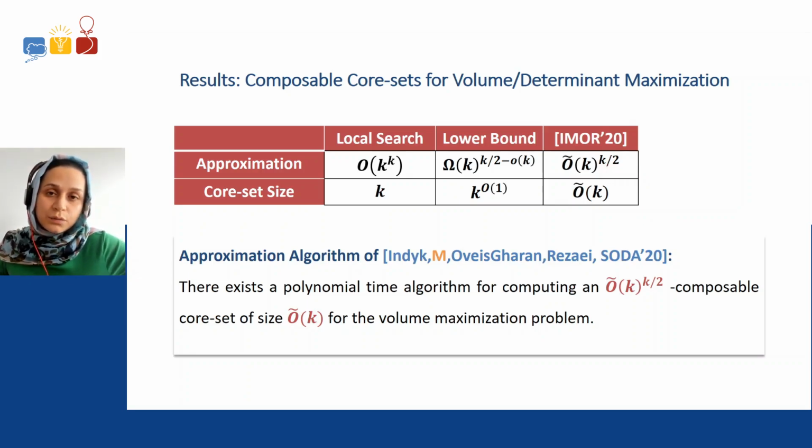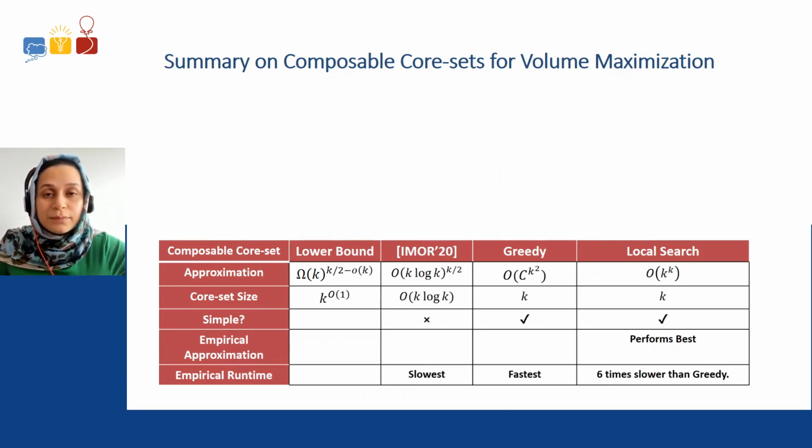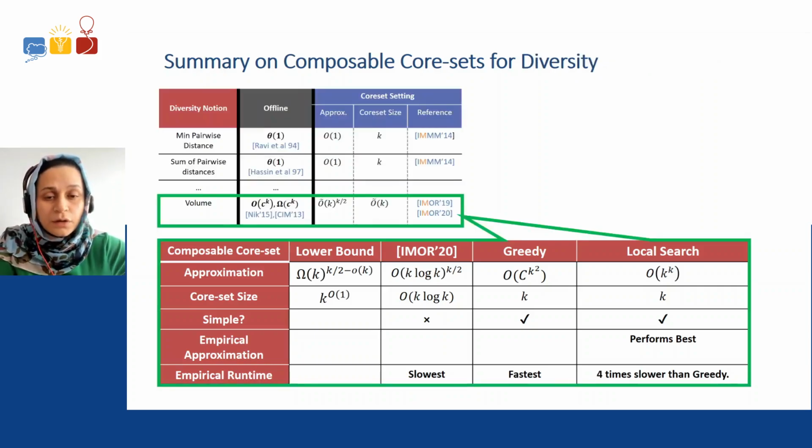We also analyzed the widely used greedy algorithm in practice, and we finally implemented all these algorithms and compared their performance on real-world data. We showed that basically the local search algorithm also performs well in practice. Okay, so with that, let me zoom out a little bit. Today we talked about the notion of coresets and composable coresets as methods for summarizing data. We talked about different notions for capturing the concept of diversity, and we showed how we can get composable coresets for maximizing diversity under two different notions.